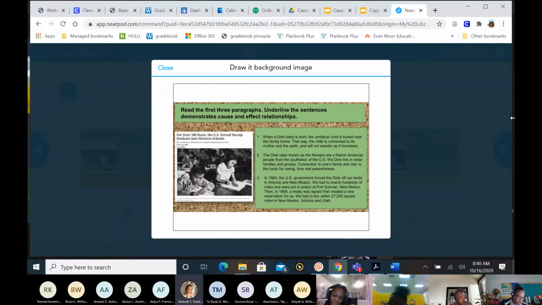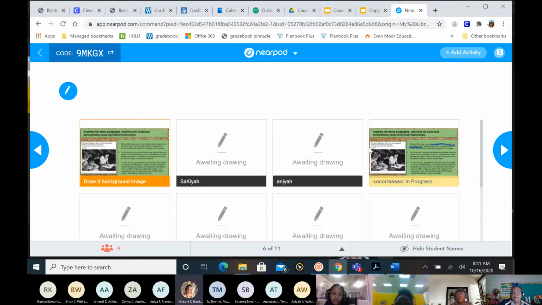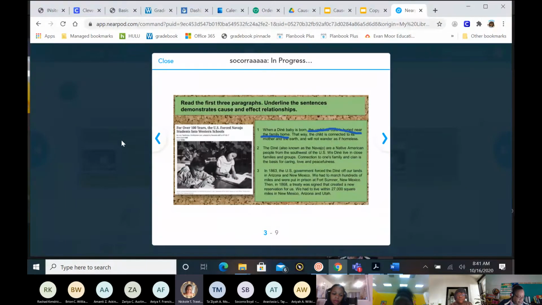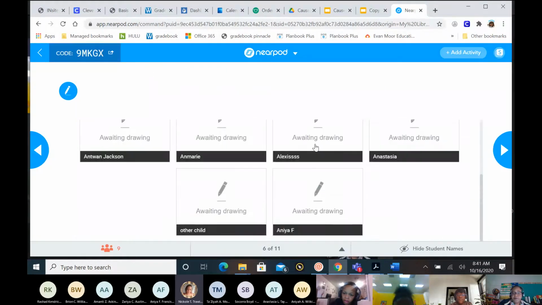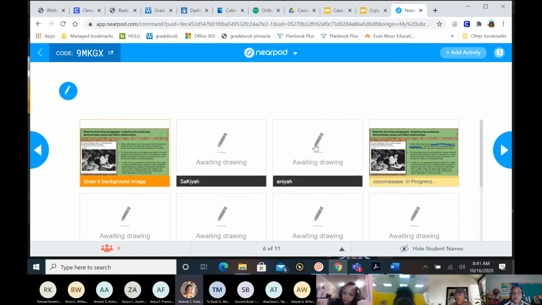The first paragraph says, when a young baby is born, the umbilical cord is buried near the family home. That way, the child is connected to its mother and the earth and will not wander as if homeless. Can someone go ahead and give me their answer of what they underlined in that paragraph? I want everyone to participate. So I'm going to call on, let's see here, who wants to give it a try? Sequoia.